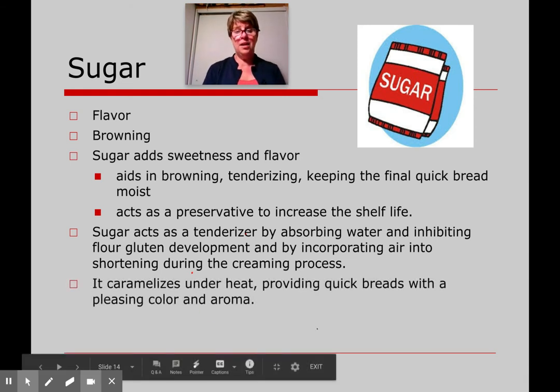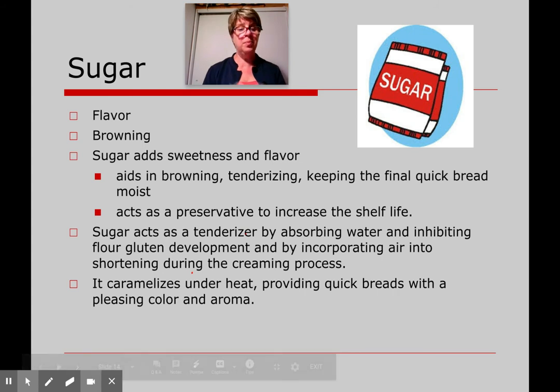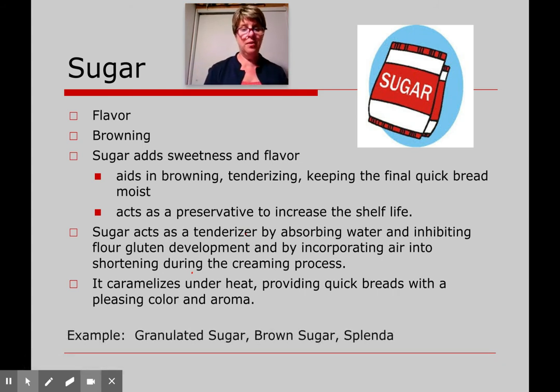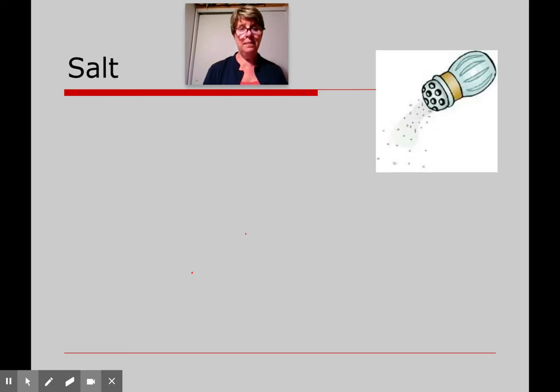It caramelizes under heat, providing quick breads with a pleasing color and aroma. For example, granulated sugar, brown sugar, Splenda, xylitol, you name it, those are some type of sugars. Okay. Honey. Okay.